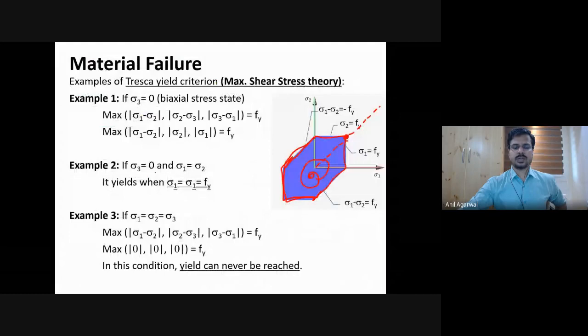It can be derived from here, right? So sigma 1 is equal to sigma 2. You put here sigma 1 is equal to sigma 2, so this will become 0. Sigma 3 was anyway 0. So the maximum of sigma 2 is equal to Fy. So sigma 2 will be Fy, even though your sigma 1 was already Fy. Fine? Yes, sir. Now, let's think about another possibility.